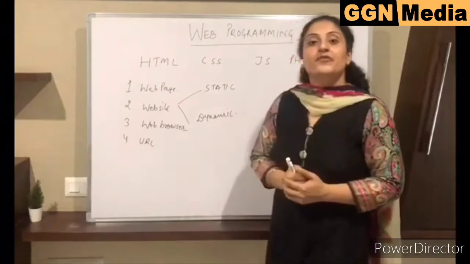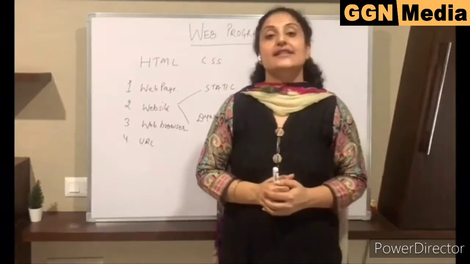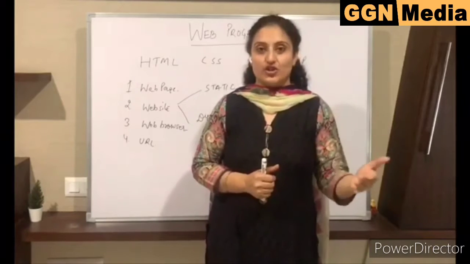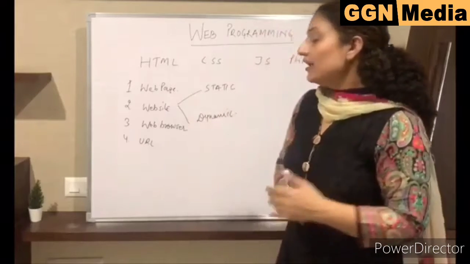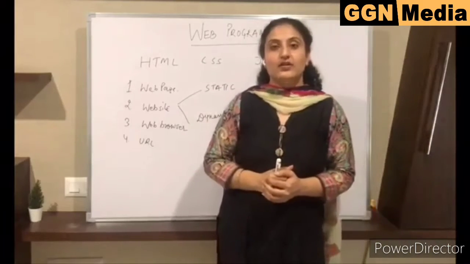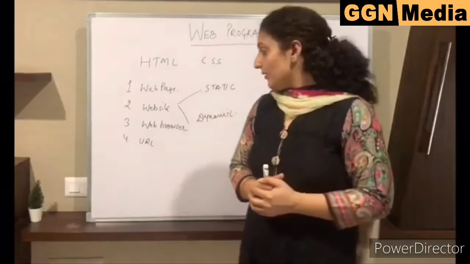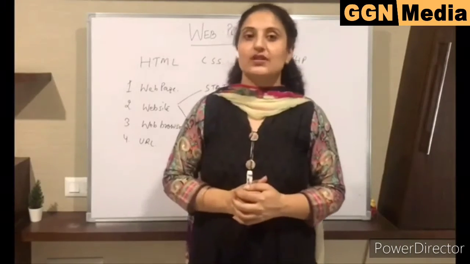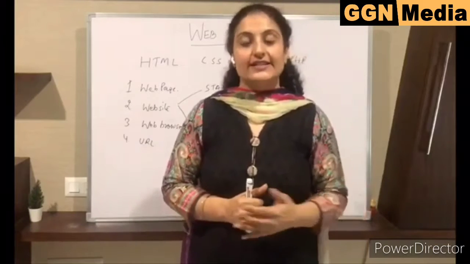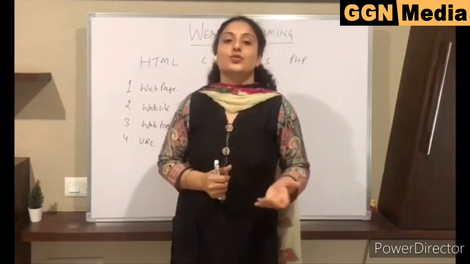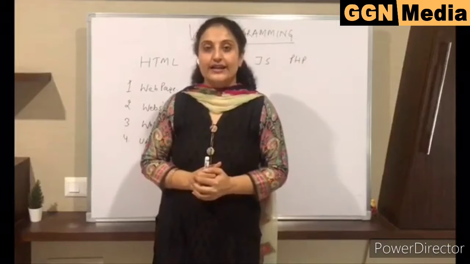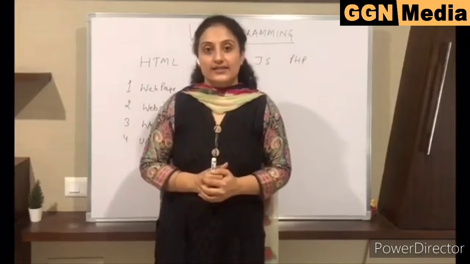Third point is web browser. A web browser is an application software which is used to access the pages from the internet. For example, Internet Explorer, Mozilla, Chrome, etc. Last one is URL. URL is Uniform Resource Locator, which indicates the address of the web page which the user wants to retrieve. Now the next important concept that needs to be understood is client server.